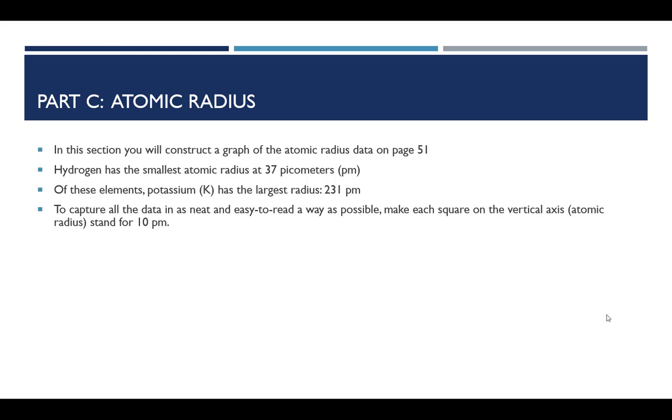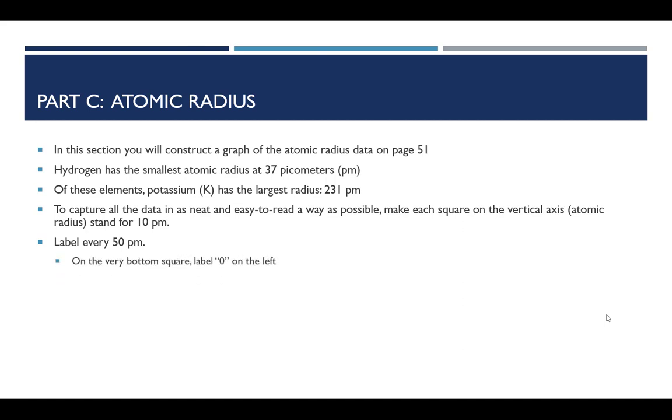So the way you're going to want to do this is, as you're counting up what would be the y-axis, the vertical axis, you want each box to stand for 10 picometers. So the very bottom line would be 0 picometers. The next line above that would be 10. The line above that would be 20, 30, etc. And you don't want to label every one of those lines because that would make the graph look very messy. So label every 50 picometers. So you should have a line for 50, you should have a line for 100, a line for 150.